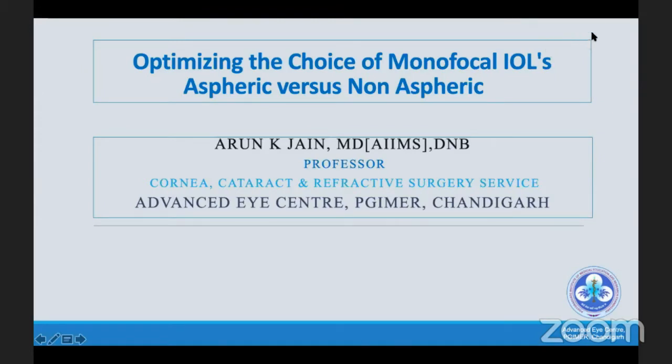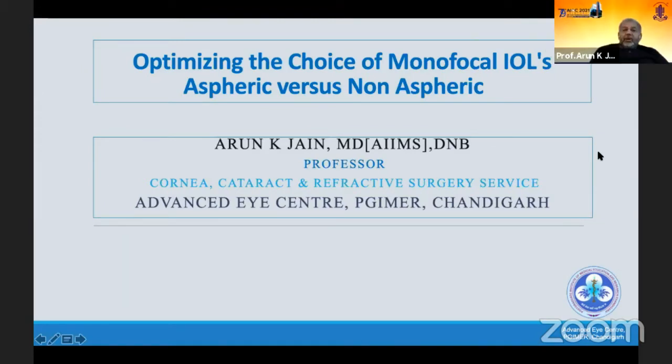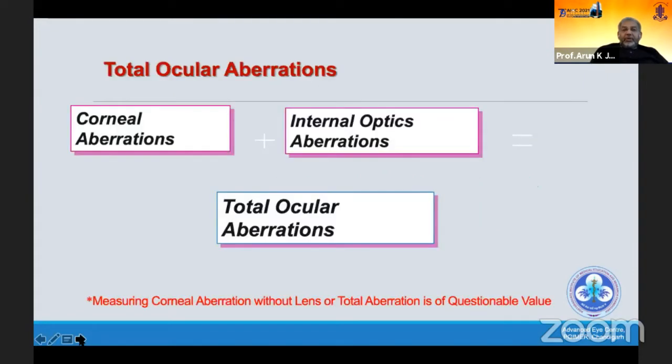So, how to optimize the choice of monofocal IOLs? Basically, aspheric versus non-aspheric IOLs. As we all know, in the total eye aberration, we have corneal and internal aberration, and measuring just corneal aberration without the lens, or total aberration, is of questionable value.